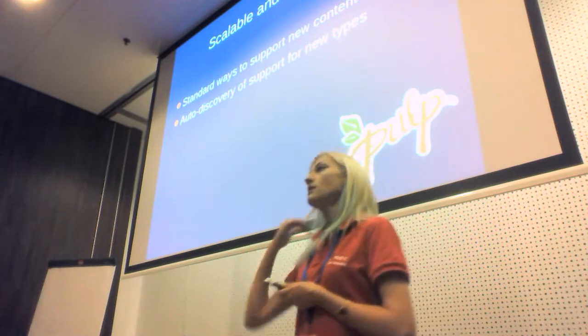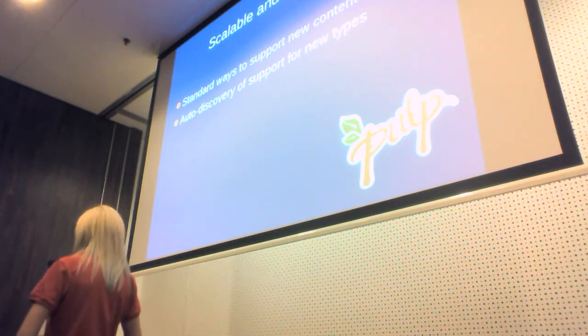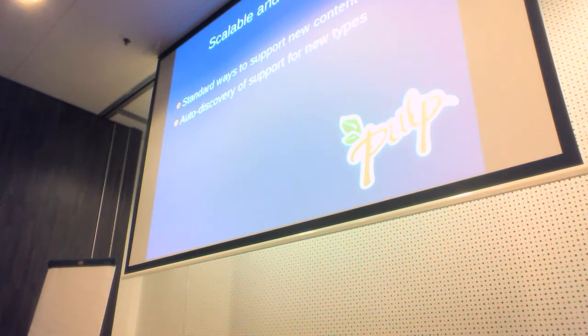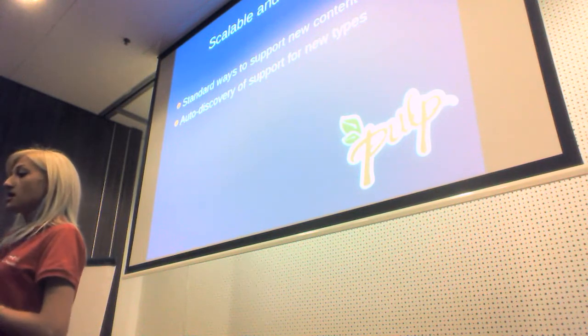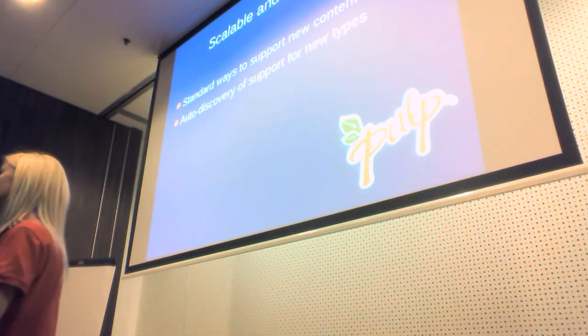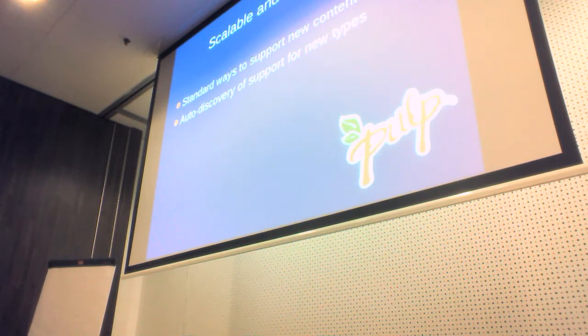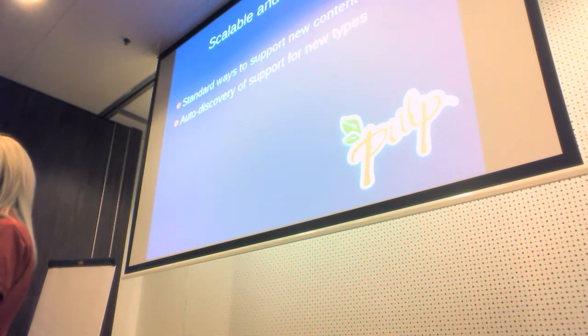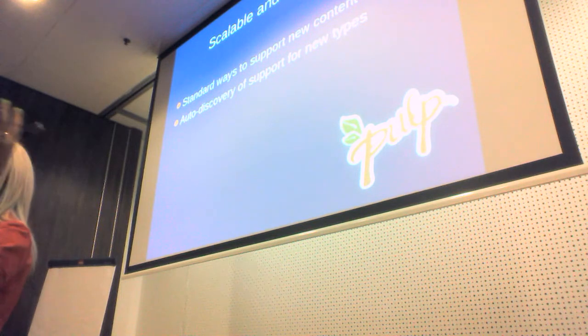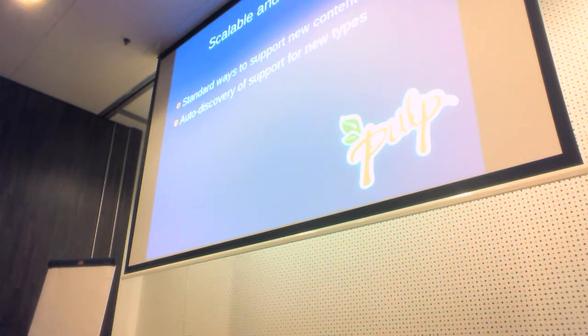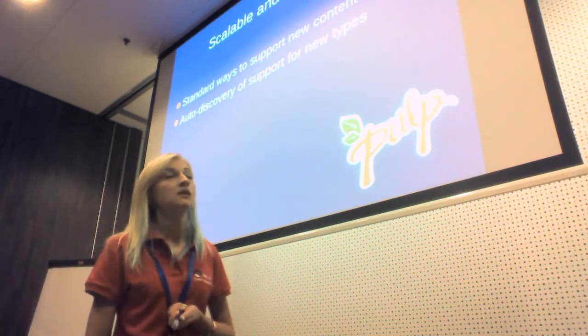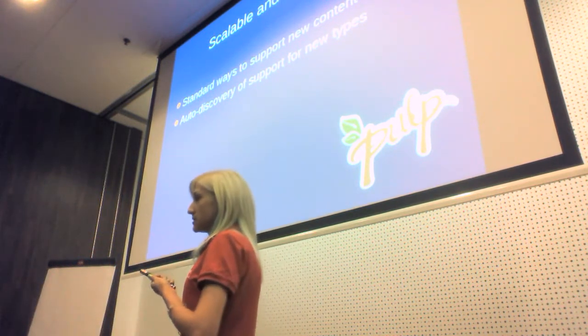So, Pulp is scalable and extensible. Pulp has such a flexible design that you can add support for nearly all digital content types. The main core features of Pulp, like synchronization and publish, were implemented in a generic core. So it can be extended by plugins, which are responsible for how to get the content into Pulp and out of Pulp, right? When a plugin is installed, Pulp automatically discovers it.